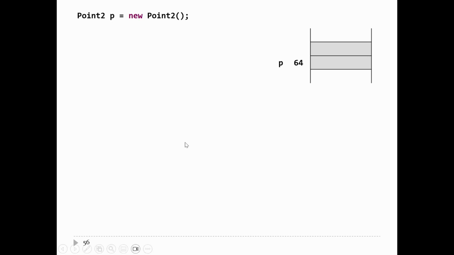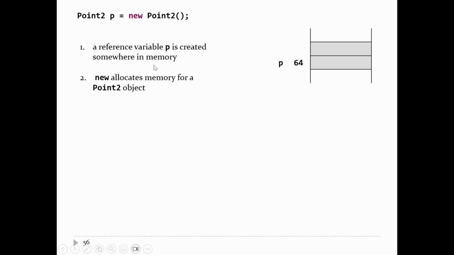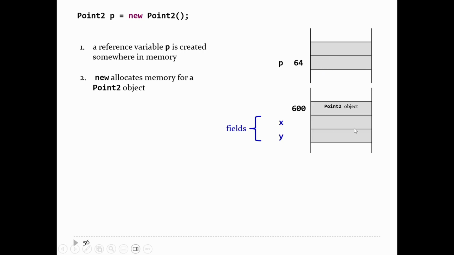It copies the class. So somewhere in memory, a reference variable p gets created. New allocates memory for the Point2 object. So it copies the Point2 class, it's going to plunk it down right here, makes a copy of the class. What's inside the class? Well, there's a variable called x and there's a variable called y. So every Point2 object gets its own x and y.